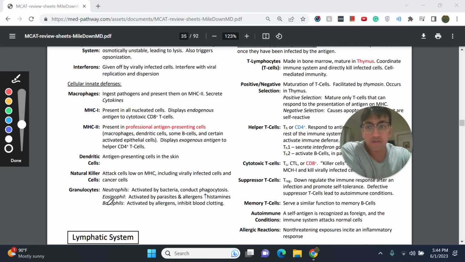Granulocytes include neutrophils, eosinophils, and basophils. These are called granulocytes because they have these granules, and they are activated by bacteria. Neutrophils are activated by bacteria, and they do phagocytosis, which is like eating the bacteria. Eosinophils are activated by parasites and allergens, and they increase the histamines. If you look at the pathology slides in allergy patients, you'll see a lot of eosinophilia. And basophils are activated by allergens as well, and they inhibit blood clotting.